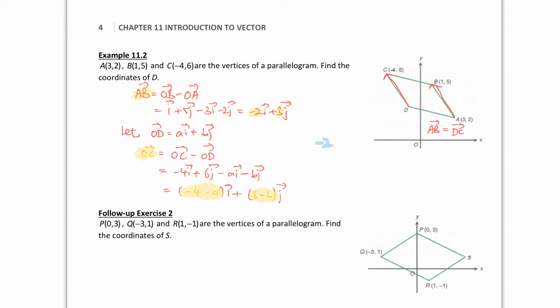I know negative 2 is equal to negative 4 minus a, so a is equal to negative 2. And then 3 is equal to 6 minus b, so b is equal to 3. Then the coordinate of point D is negative 2 and 3.